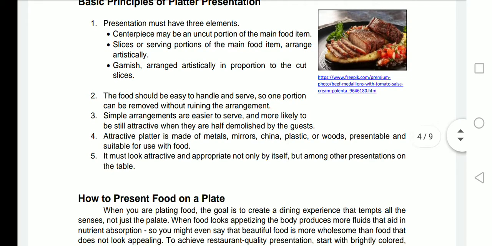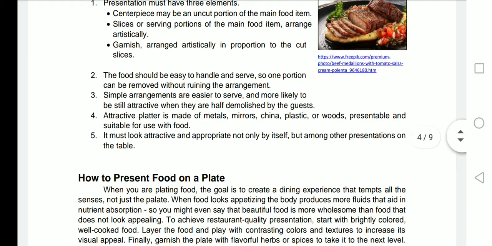And then number 3, simple arrangements are easier to serve and more likely to still be attractive when they are half demolished by the guests. So just make it simple. Even if the guests have eaten some parts of the food, it still looks attractive. And then number 4, an attractive platter is made of metal, mirrors, china, plastic, or wood, presentable and suitable for use of the food. So it depends on you what kind of material you are going to use for your plates.